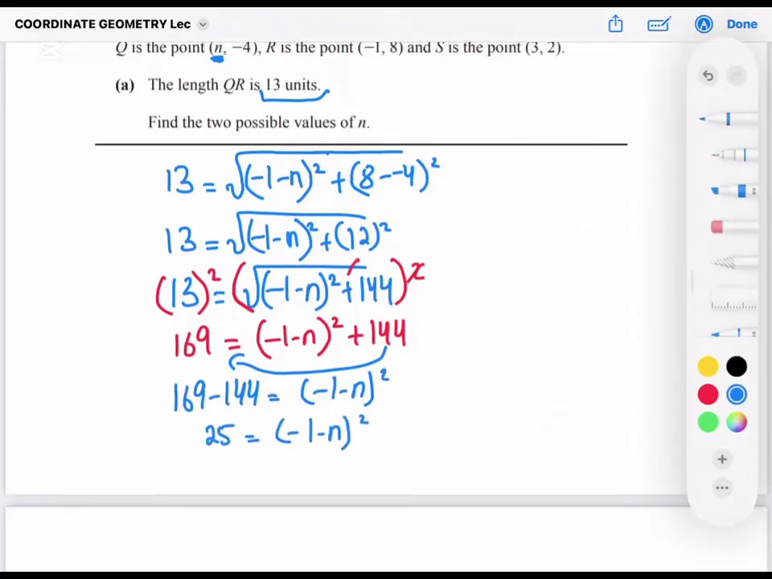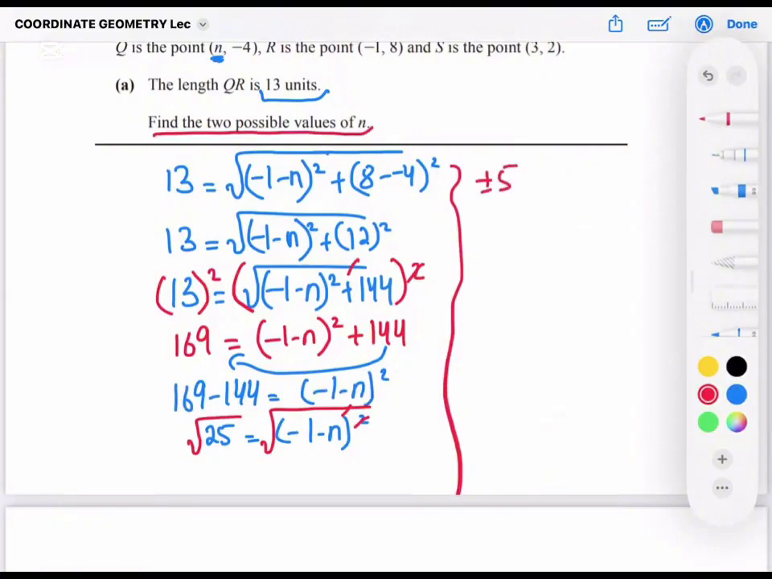So this will become 25 equals (minus 1 minus n) squared. Now again, we need to find out the value of n, and we have a whole square. So now I will apply square root on both sides, because this square and root will be cancelled out, and root 25 will become plus minus 5, because the question requires us to find the two possible values of n. So when the value comes out from the root, we write plus and minus. If they say one value of n, we will just take positive 5, but the requirement is two values of n, so that's why I write plus minus 5. That's the rule when we take out the value from the root.